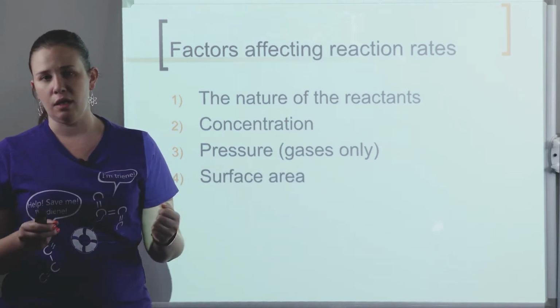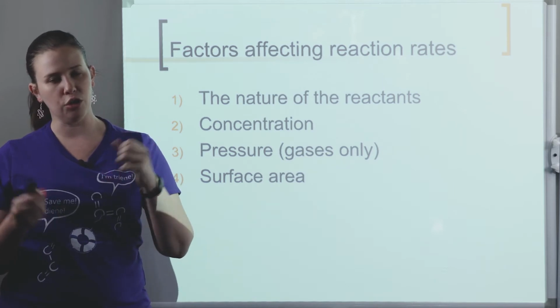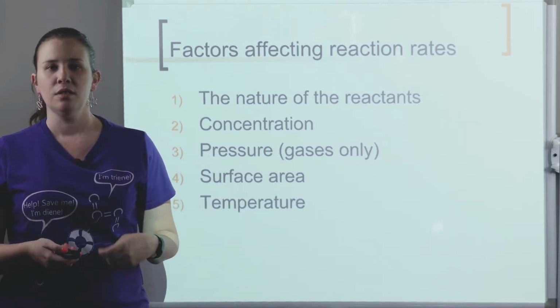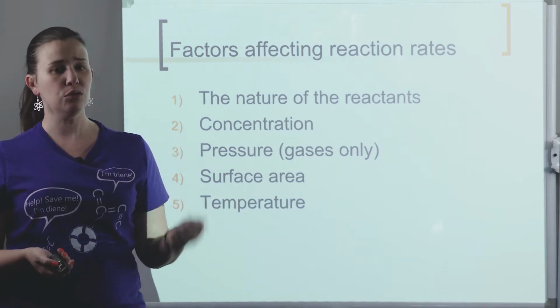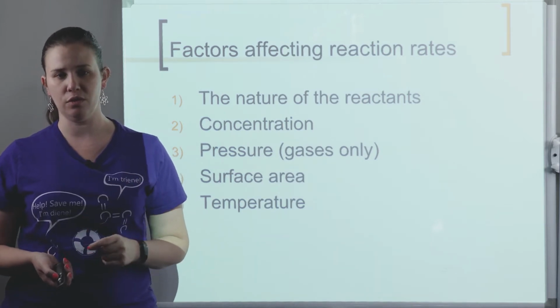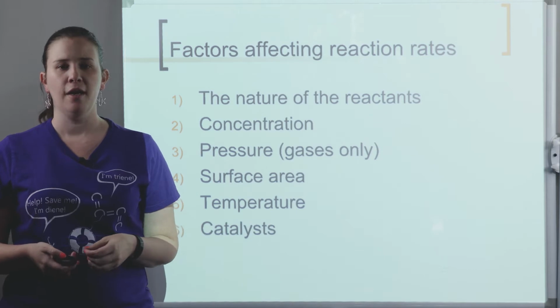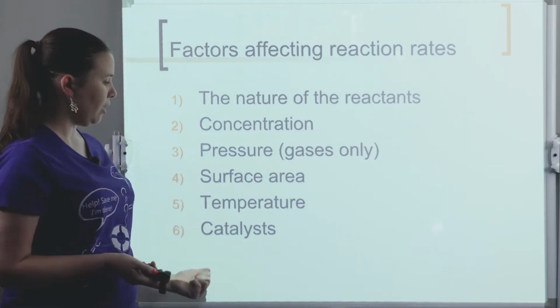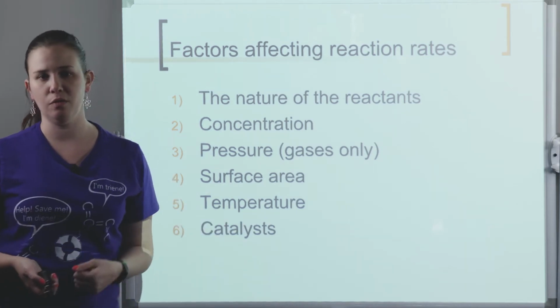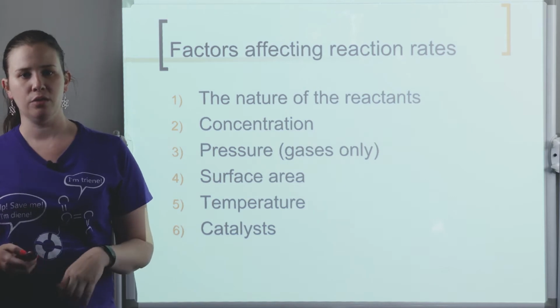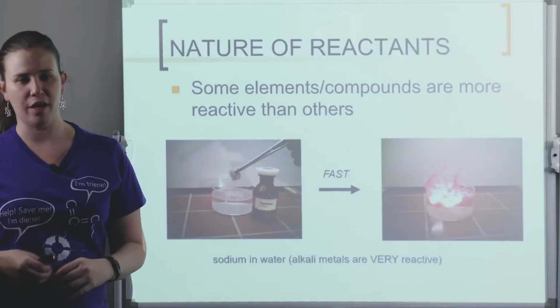Then also surface area, breaking up a sugar cube into smaller pieces. Temperature is going to actually have a twofold effect. There are two postulates of collision theory that it actually will use to affect the reaction rates. And then last but not least, we have catalyst, or the opposite of catalyst, by the way, would be called an inhibitor. So let's look at these one by one. I know that was a little fast.